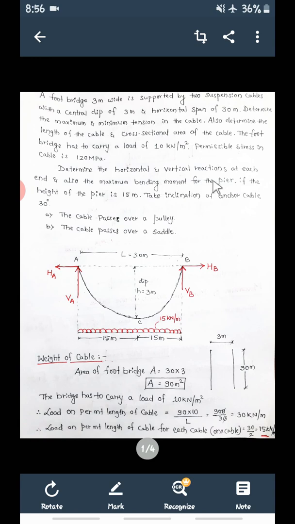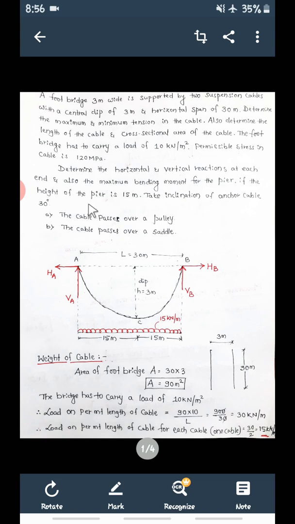Determine the horizontal and vertical reactions at each end and also the maximum bending moment for the pier if the height of the pier is 15 meter. Take inclination of the anchor cable as 30 degree. Again, two conditions. For these two conditions, we're going to find out the different things. One is the cable passes over a pulley, and second one is the cable passes over a saddle.